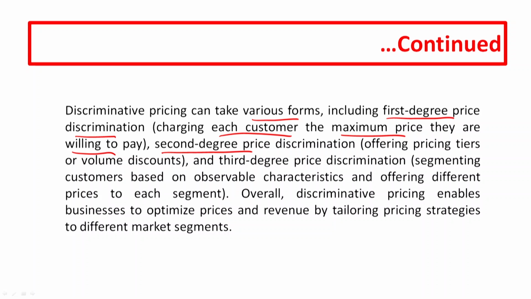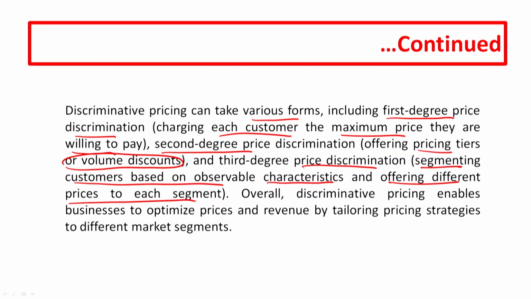The second degree price discrimination, offering price tiers or volume discounts. And in the third degree price discrimination, segmenting customers based on observable characteristics and offering different prices to each segment. So, as you are able to see here, it has been divided into 3 degrees. In the first, each customer pays the maximum price they are willing to pay. In the second, offering pricing tiers or volume discounts, and in the third one, segmenting market customers based on observable characteristics and offering different prices to each segment of the market.